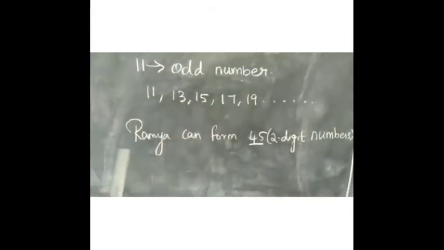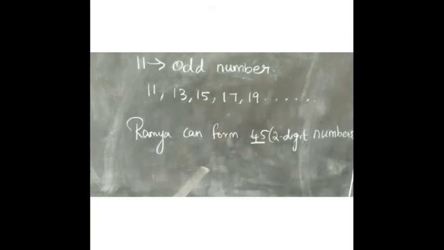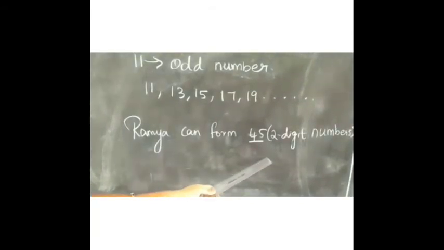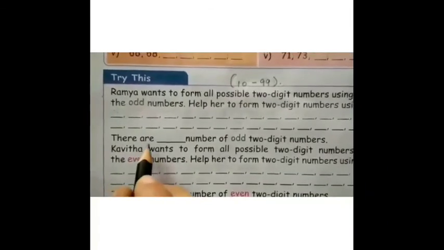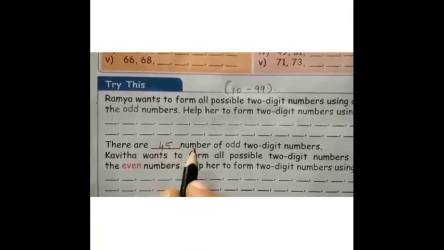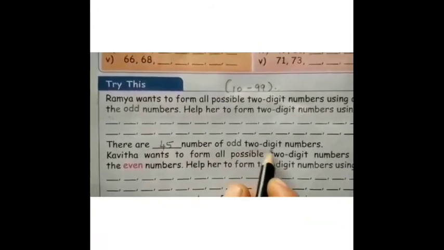You can find that Ramya can form 45 2-digit numbers up to number 99. There are 45 odd 2-digit numbers.